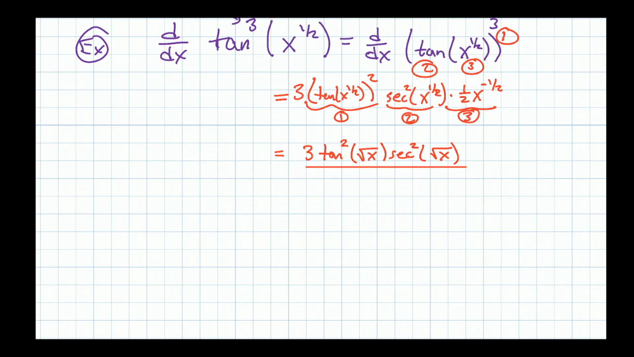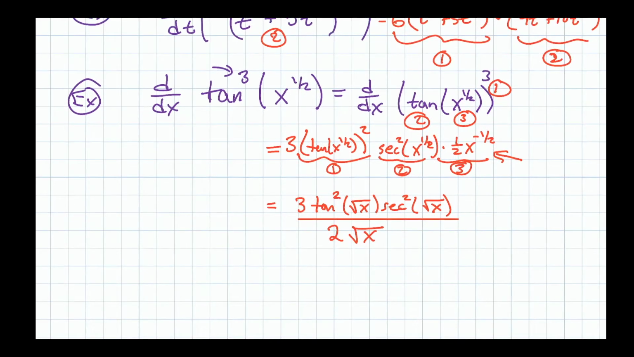Then I got a fraction. This right here, there's a 2 in the denominator, right, because 1/2. And then x to the negative 1/2 is x to the 1/2 in the denominator, so that's a square root of x there. So that's a pretty complicated looking derivative, right? We would not have been able to do that until we learned about the chain rule.